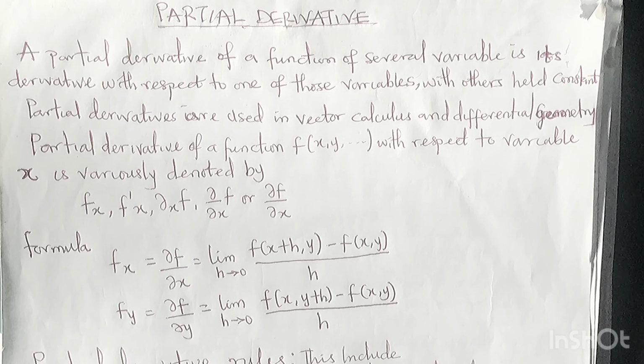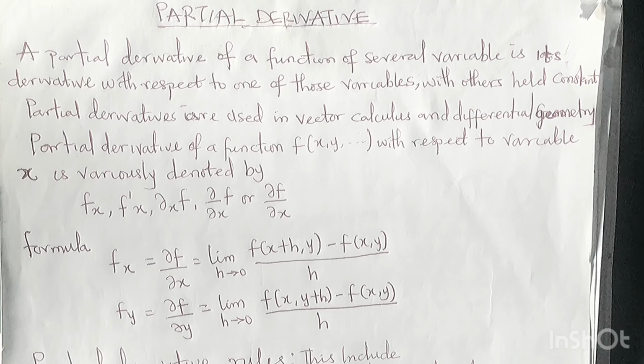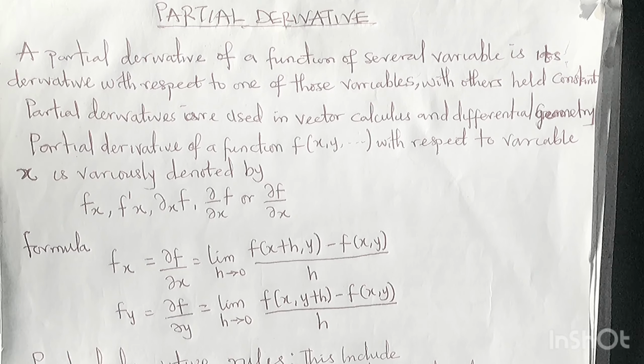In today's class, we want to talk about partial derivative. Now, what is a partial derivative? A partial derivative of a function of several variables is a derivative with respect to one of those variables with others held constant. So this partial derivative is something that you are familiar with. In this video, we are going to be bringing similarities between the differentiation we did before and this partial derivative. Partial derivative is used in vector calculus and also in differential geometry.